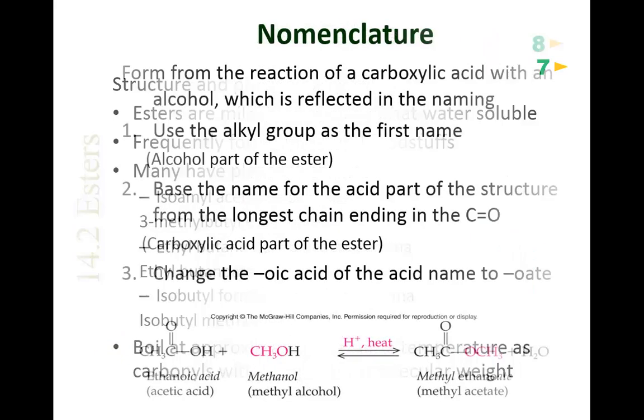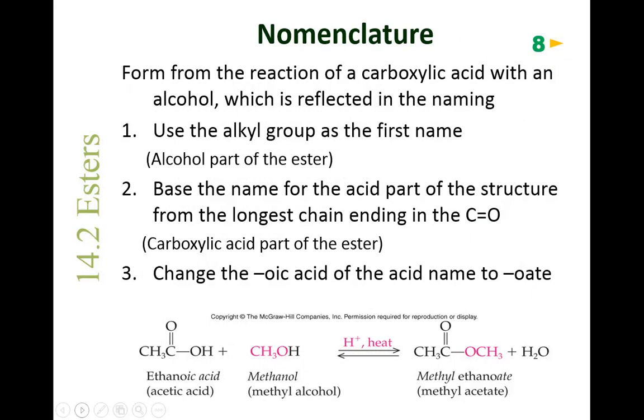So it's going to determine the physical properties. All right, so here's the advantage of the IUPAC naming. It says use the alkyl group as the first name, the alcohol part of the ester. And then base the name for the acid part of the structure on the longest chain ending in the carbonyl group.